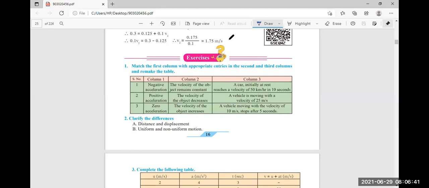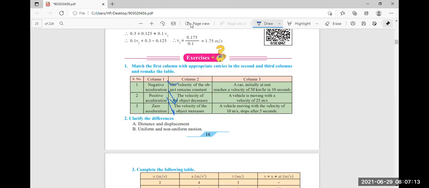The velocity of the object remains constant. Here in second column, second row, what is there? The velocity of the object decreases, the velocity of the object increases. Now think about the first two columns, column 1 and column 2. Negative acceleration, what happened? Decreases, remember this. So here positive acceleration, what is there? Increases.